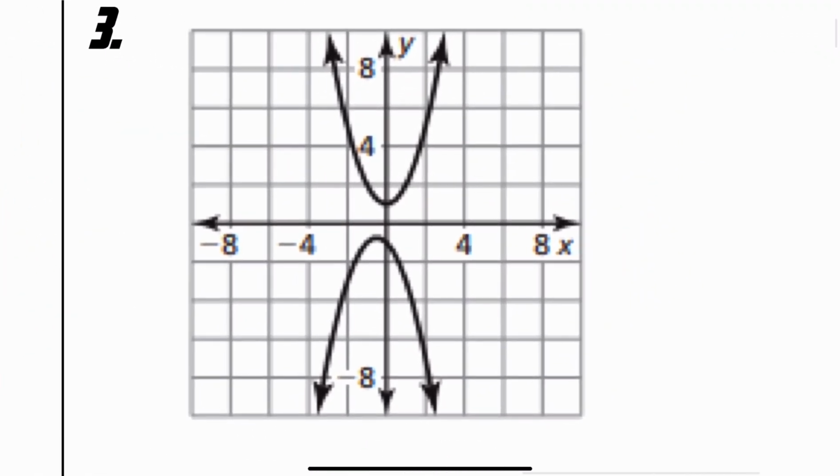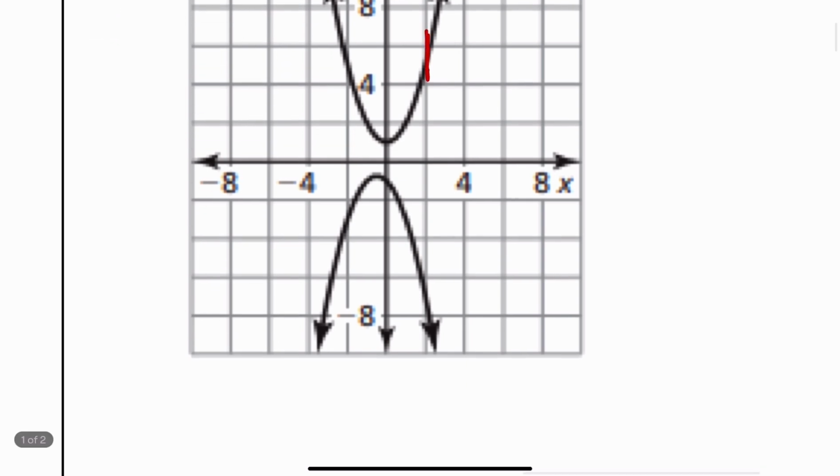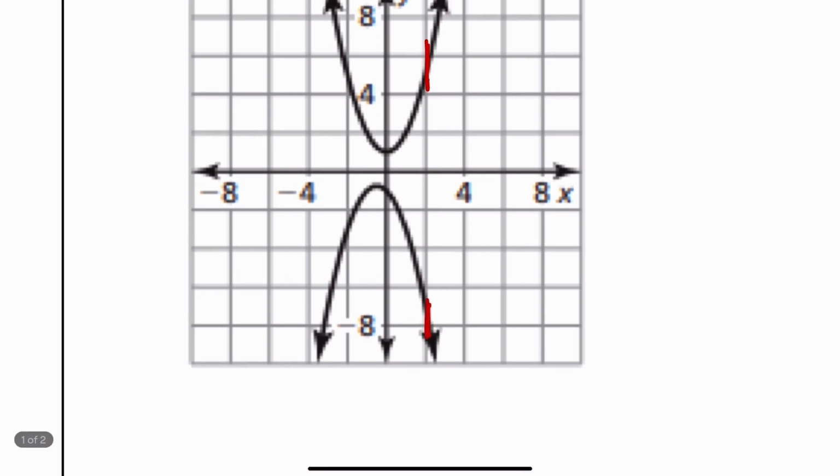Let's look at number 3. As soon as we look at this graph, what do we notice? We notice that these quadratics never ever intersect, right? They never ever share the same points. So for example, when x is equal to 1 in this equation, in this graph, and when x is equal to 1 in this graph, the y value is different, right?